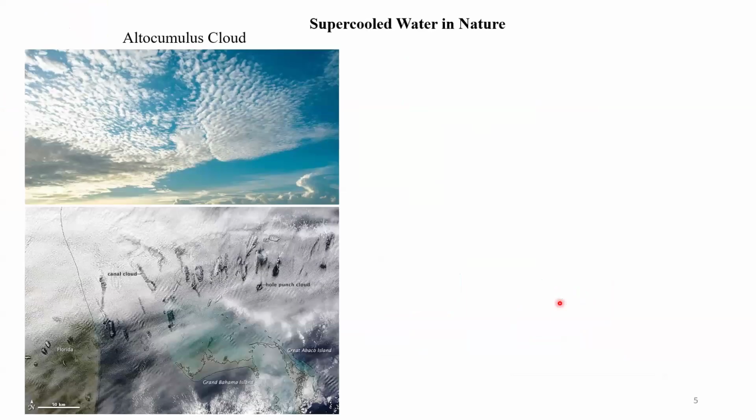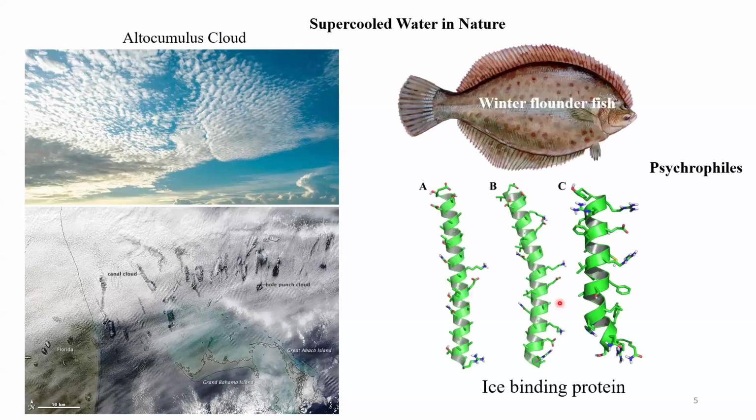So the question is, is supercooled water available in nature? The answer is yes. In altocumulus clouds, particularly in hole punch clouds, there are pockets where supercooled water is available. This is particularly important because when an aircraft passes through it, there will be quick nucleation and freezing, and that can harm the aircraft.